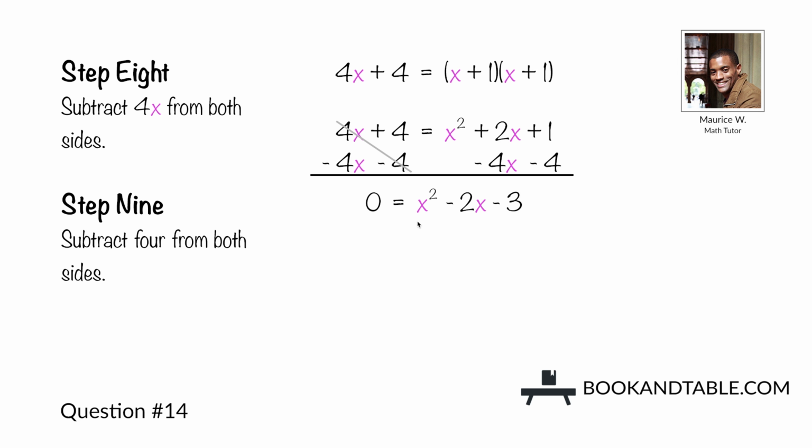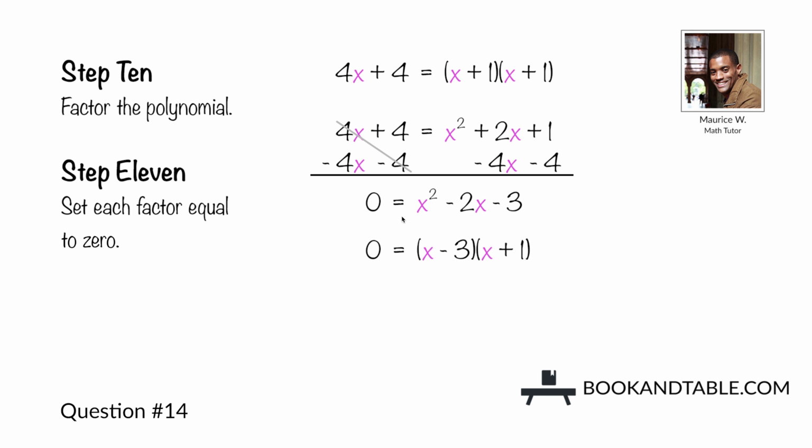Step 10, you are now going to factor the polynomial. So what are the factors of negative 3 that have a sum of negative 2? Negative 3 and positive 1. Negative 3 times 1 is negative 3. Negative 3 plus 1 is equal to negative 2. So after we factor the polynomial, we have 0 is equal to x minus 3 times x plus 1.